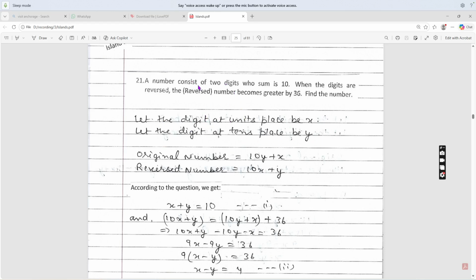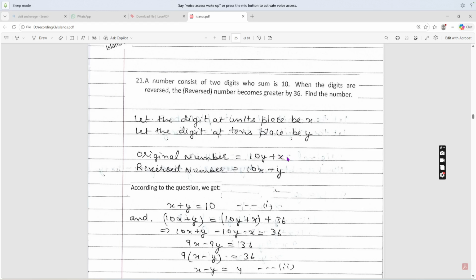Never see the question first. Whenever a 2-digit number is being mentioned in the question, always write these 4 steps. These are mandatory. Original number would be 10y plus x. Why are we going to multiply y by 10? Because y is the tens place digit. So whenever we have to get the value of the tens place digit, we have to multiply the value of the digit with 10, that is 10y.